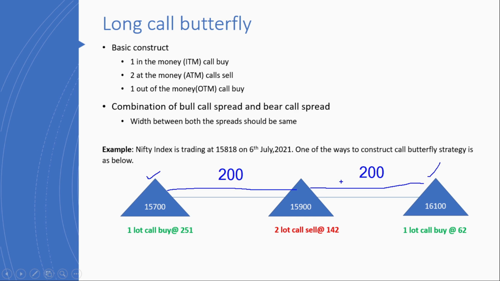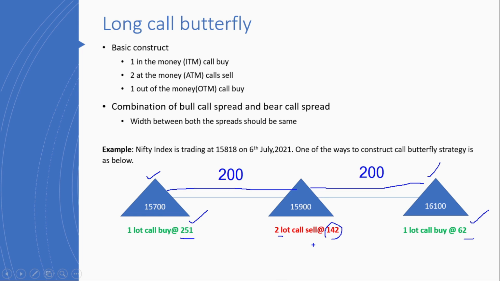But generally, when this strategy works, this is a debit strategy. You can clearly see here, 251 you are paying, 62 also you are paying. In return, you are going to get 142 multiplied by 2, because of the 2 lots sell position. Effectively, it's a debit position.